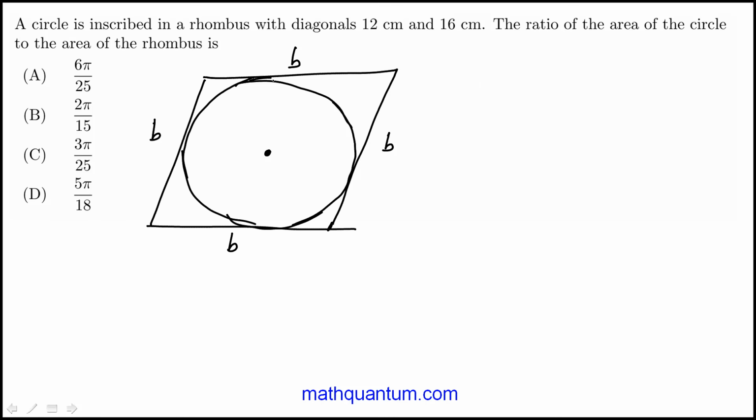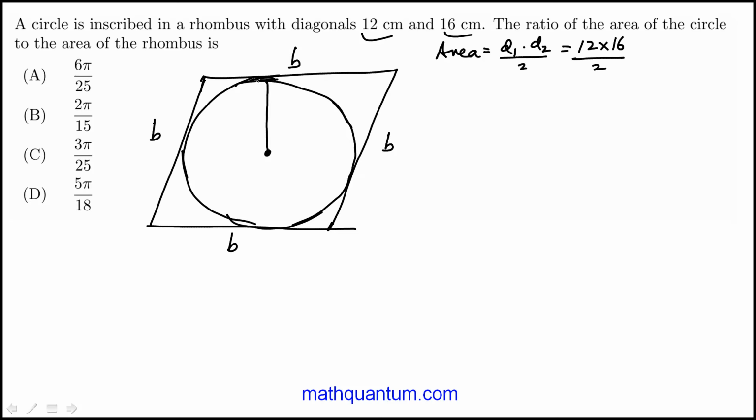So we're given this circle that's inscribed in this rhombus, and the two diagonals are 12 and 16. And that means the area is the product of the diagonals divided by 2. So area of this rhombus is this quantity. Now here, because the circle is inscribed, these points are tangent.